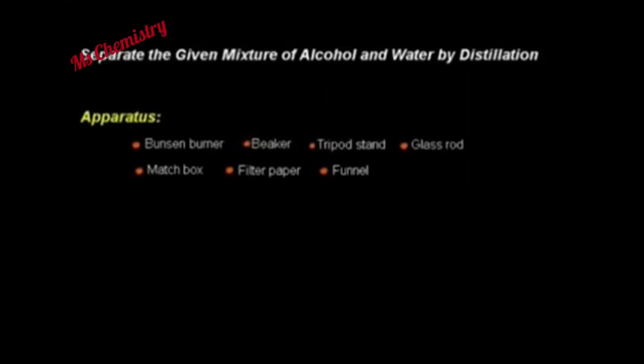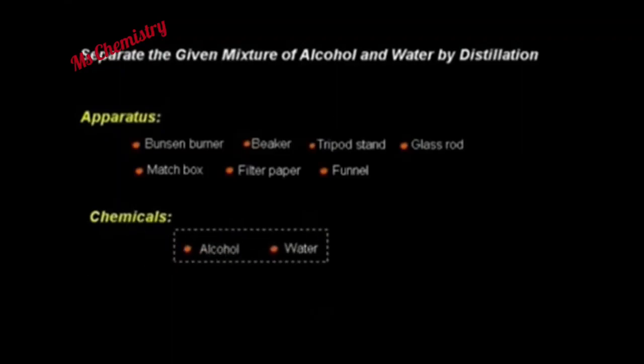Also note down the procedure for how to write the chemistry practical notebook. In a chemistry practical notebook, first we have to write the title on the content line of your practical notebook, then apparatus, then chemicals, and if there is any chemical reaction, also write down the chemical reactions. Chemicals required in this experiment are alcohol, and as alcohol we have taken ethanol here. The second chemical is water.